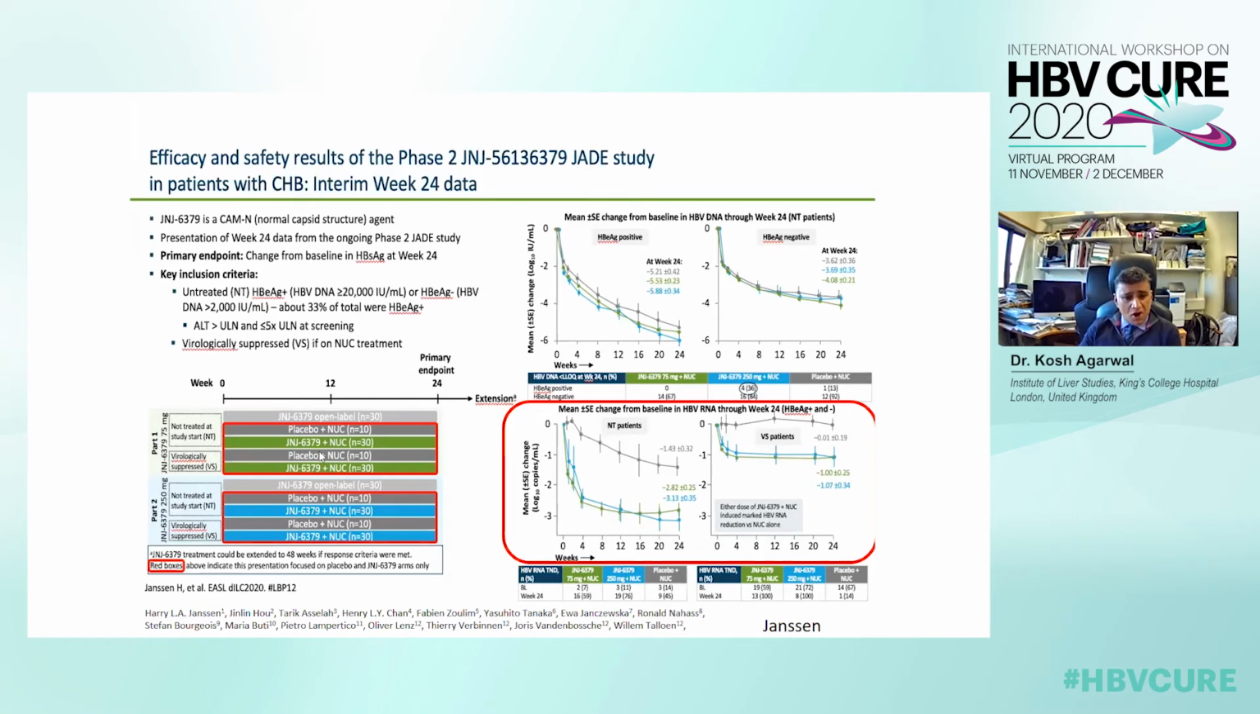The numbers are not huge, but they are better than what we're seeing in some of the phase 1 studies. And again, what we're seeing is with both the doses, a suppression over and above nuke therapy alone in not treated patients and also in virologically suppressed patients. That's both e-antigen positive and e-antigen negative patients.